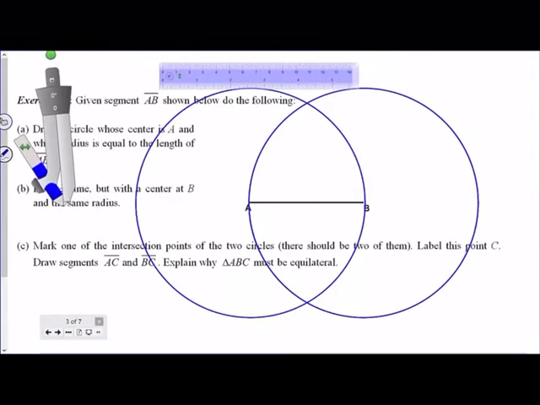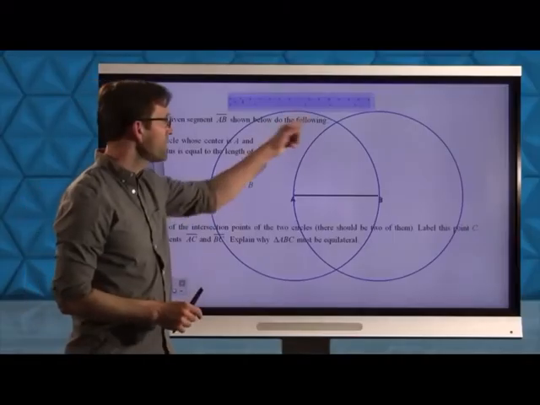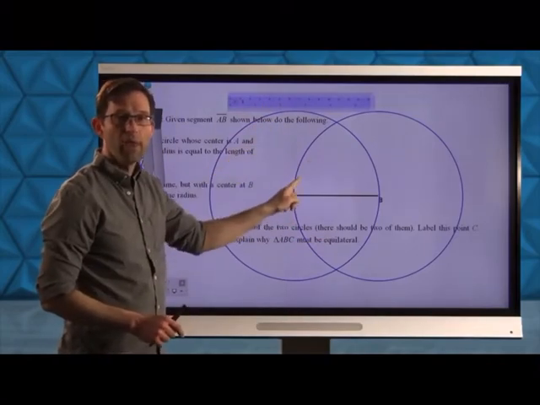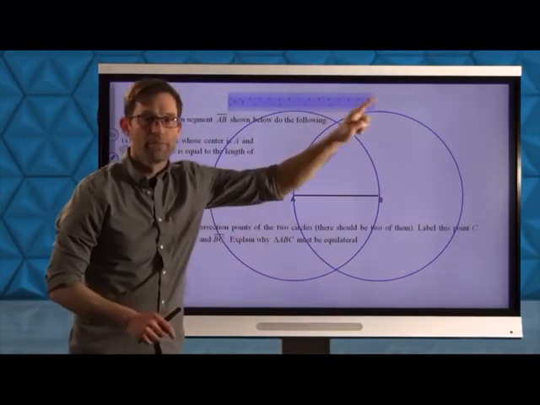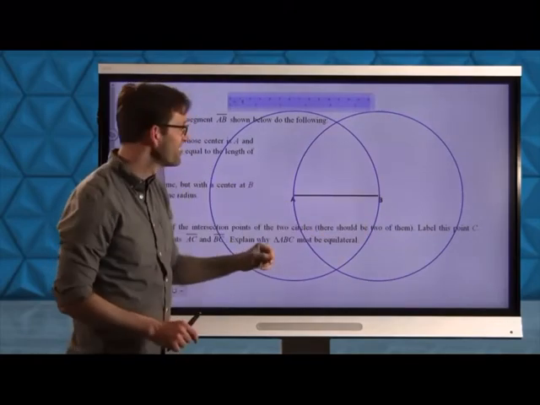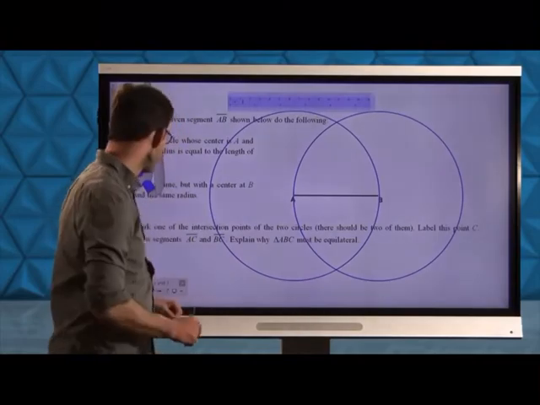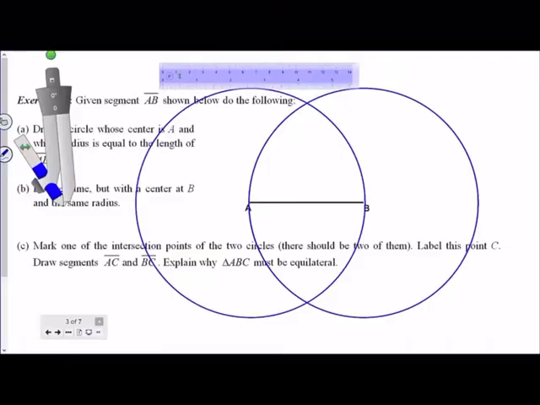collapse my compass some, and put it off to the side. Okay, now keep in mind again, all the points on this circle lie a distance of AB away from A, and all the points on this circle, wherever that circle is, lie a distance of AB away from B. Okay? Letter C says, mark one of the intersection points of the two circles. Label this as point C. So I'll label that one.